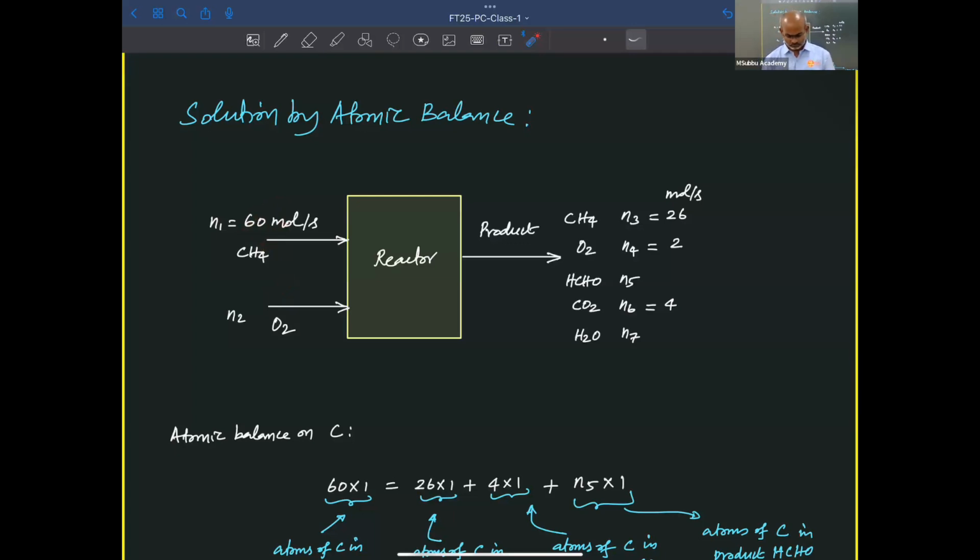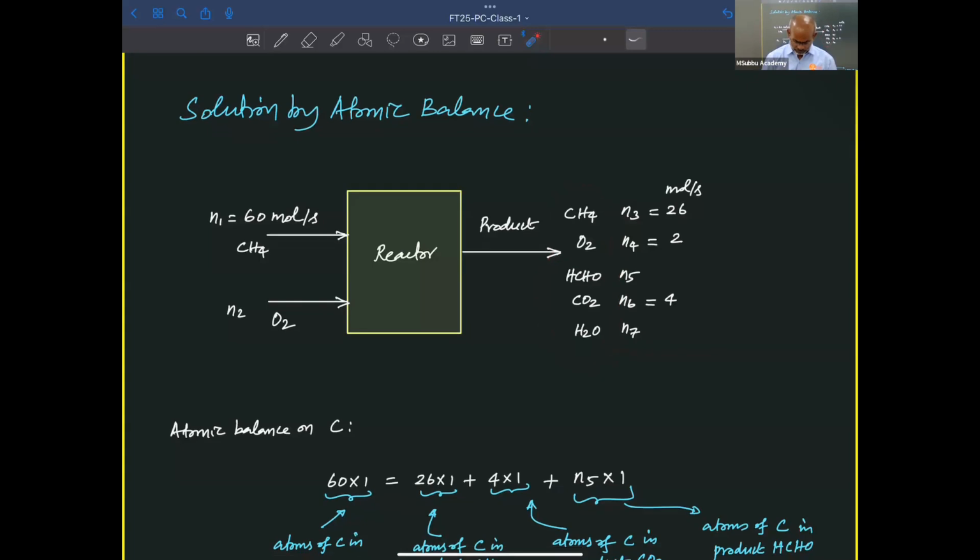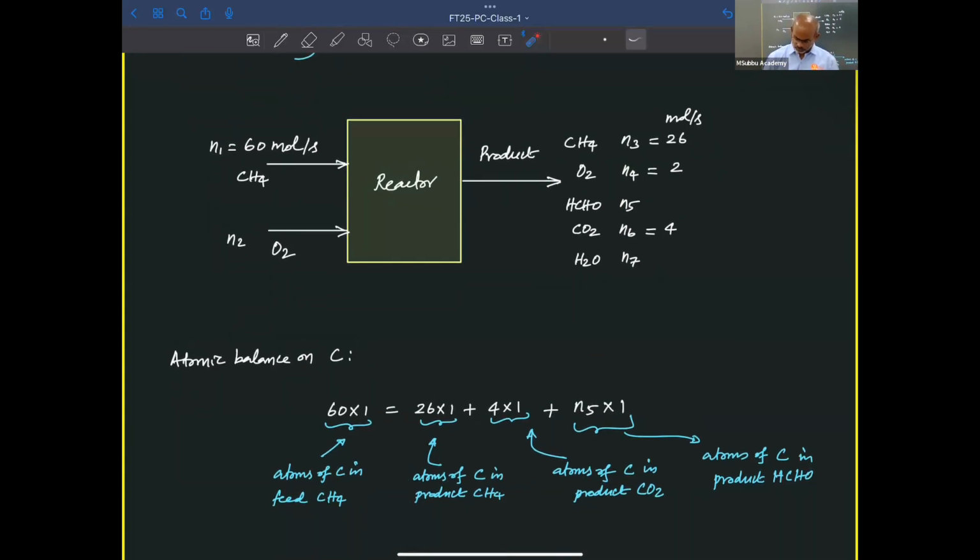Of course, there is no atom getting generated or consumed. In terms of components, they are getting formed and consumed, whereas in terms of atoms, they are conserved. So in that way, we can easily write balances. We'll be ending up with three balances: one balance on C, another on H, and another on O. That's it. So we can simply write three balances, and we can easily solve them.